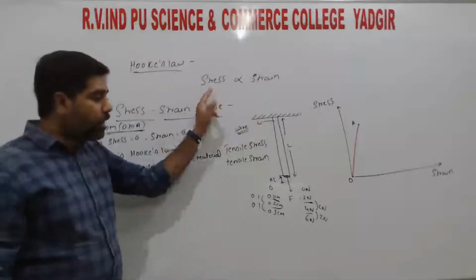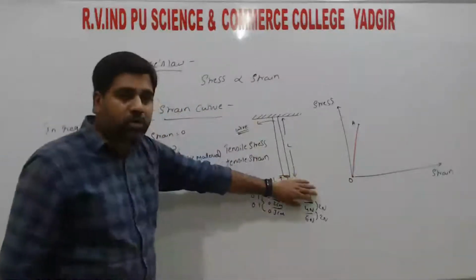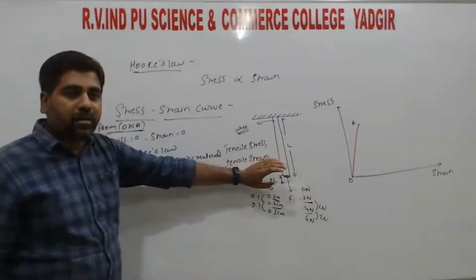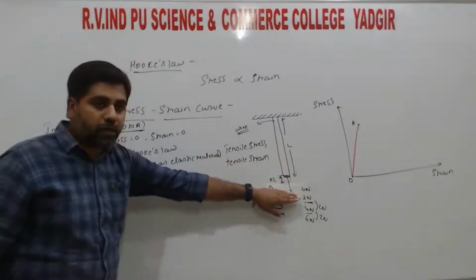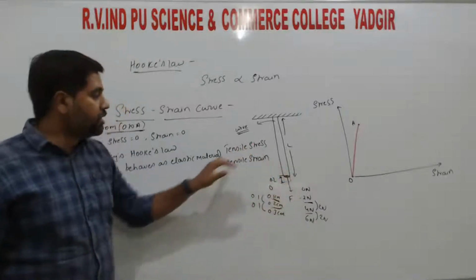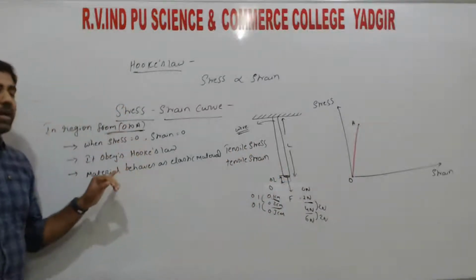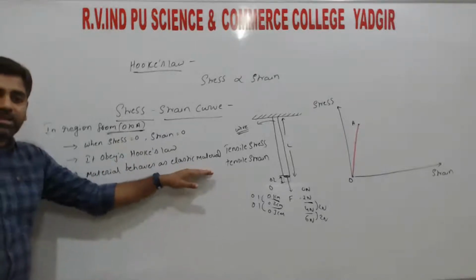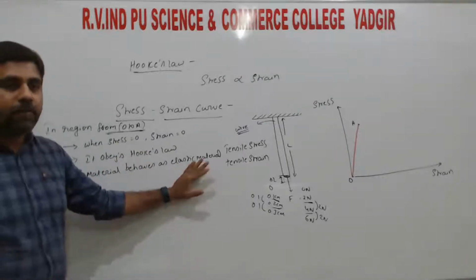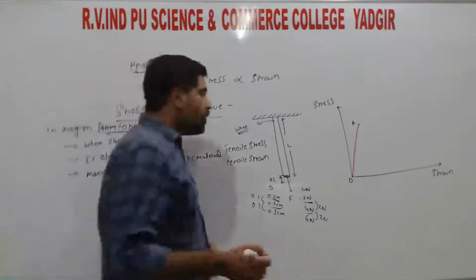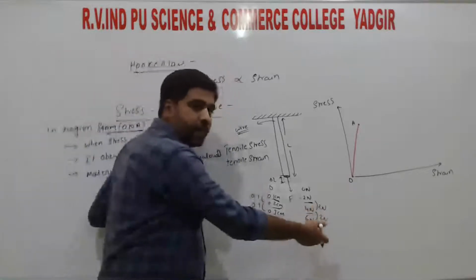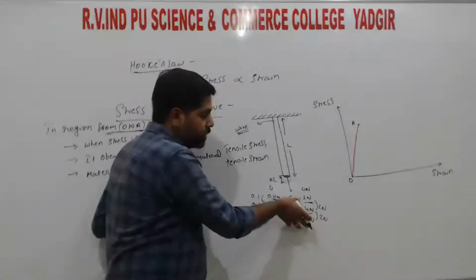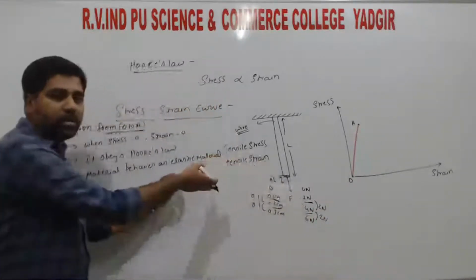And the third point is, when we remove the deforming force, the wire will come back to its original length, right? So after removal of the deforming force, in the region from 0 to A the wire behaves as an elastic material, or exhibits elastic nature, right? Next, if we further increase the load, up to 6 Newton, this is just an example that we are taking to explain, right?